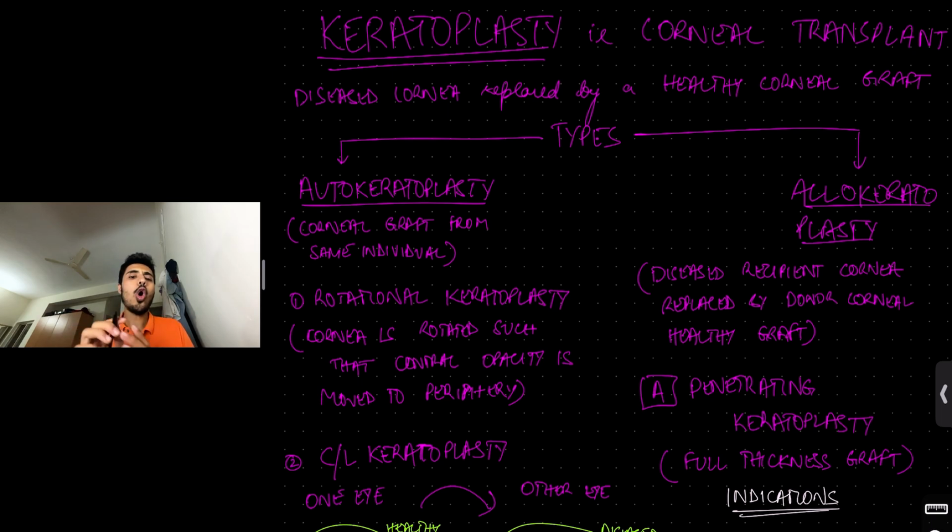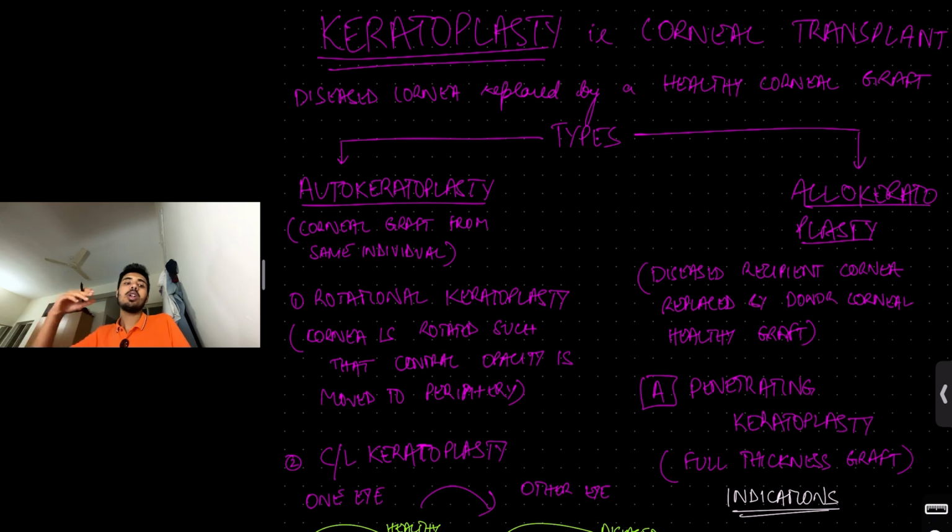Types: autokeratoplasty and allokeratoplasty. Autokeratoplasty is from the diseased person's cornea only, from the other eye, basically from the same individual. Sorry for butchering that. Basically, the corneal graft is obtained from the same individual and given to the same individual.